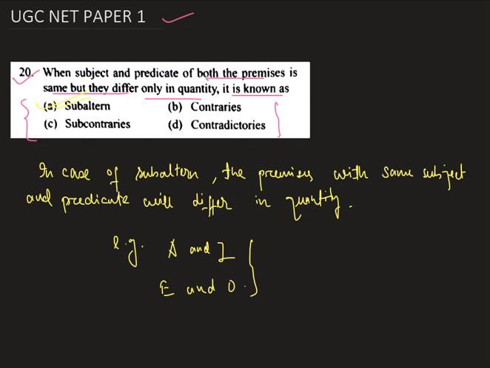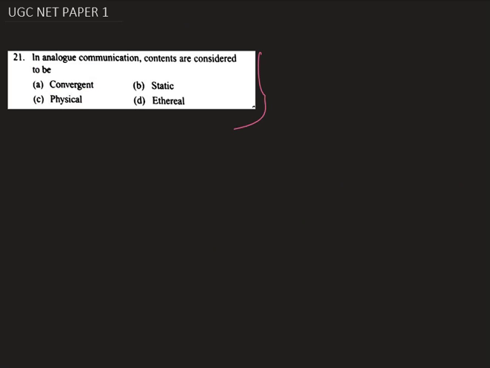Now jump to the next question. The next question is this. Here we are asked that in analog communication, contents are considered to be whether it is convergent, static, physical, or lastly, ethereal.